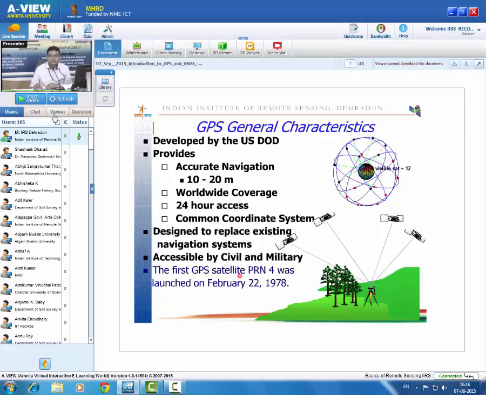The first GPS satellite, which was named PRN-4, where PRN is the acronym of pseudo-random number, which is a kind of nomenclature used in the numbering of the GPS satellites. So PRN-4 is the first satellite of the GPS series, which was launched on 22nd February 1978.